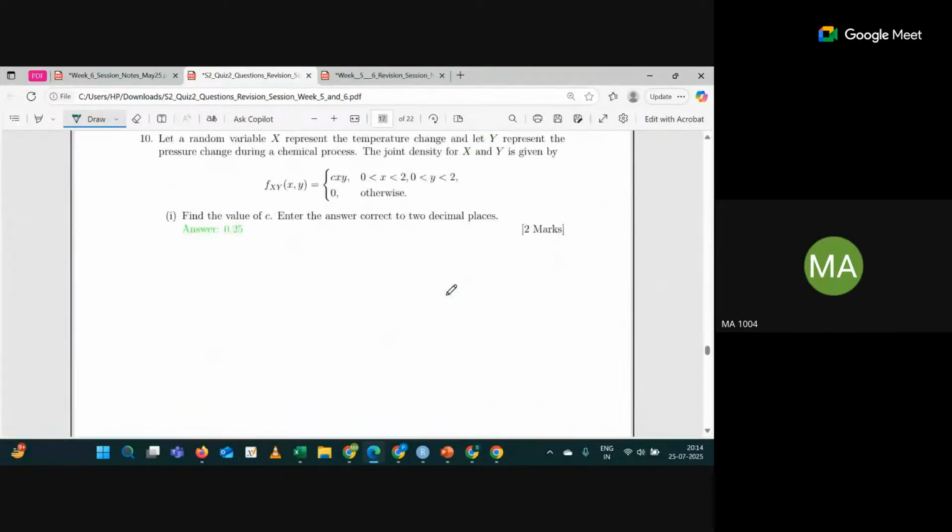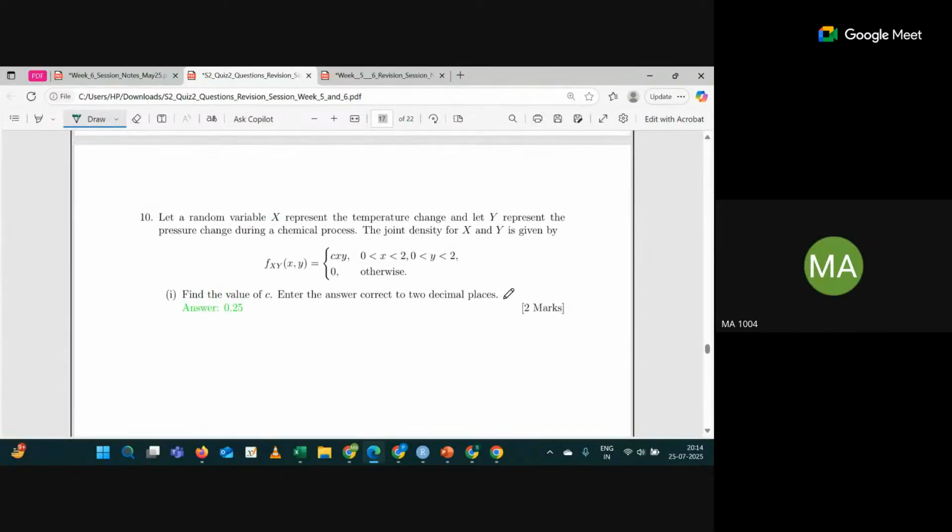This is something we discussed. What about this? Again, the same concept you have to apply. How will you calculate the value of c? Double integration, from 0 to 2, 0 to 2, cxy dx dy equal to 1. You have to equate this. You will get c as 0.25.